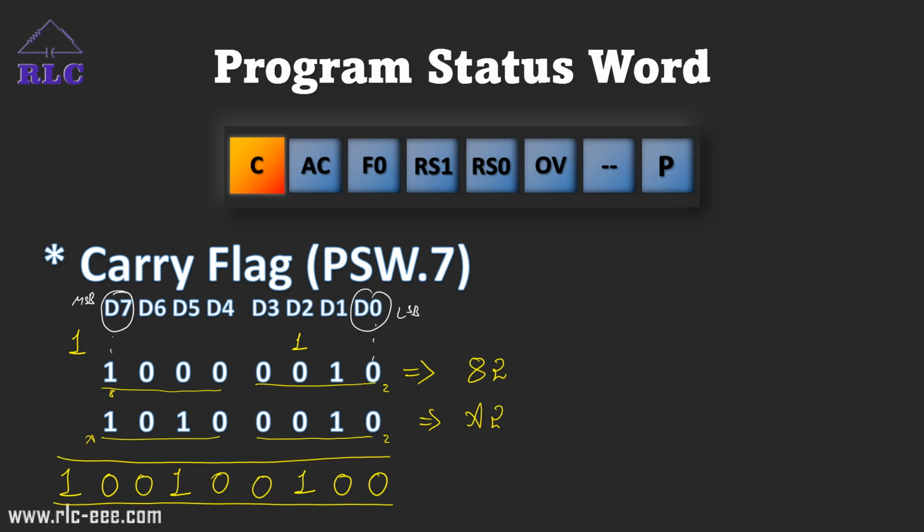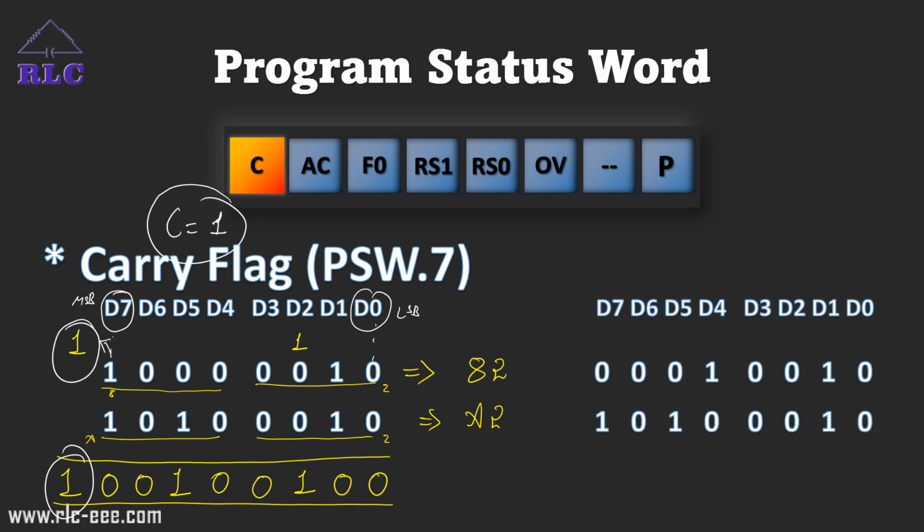If there is a carry out from the D7 bit, then the carry flag will be set to 1. We'll see one more example, then we can easily understand.